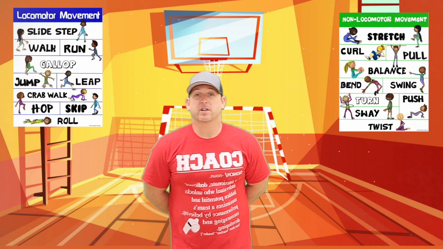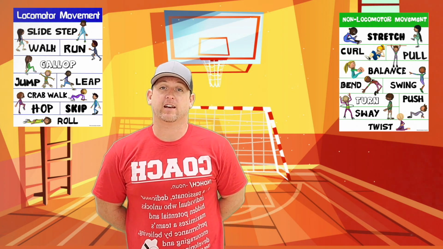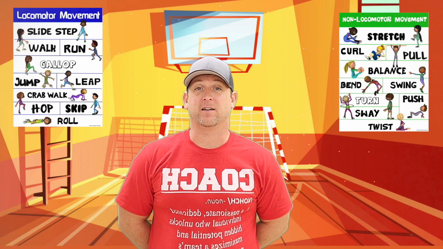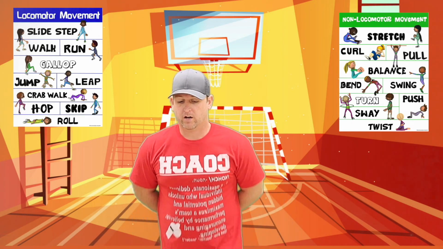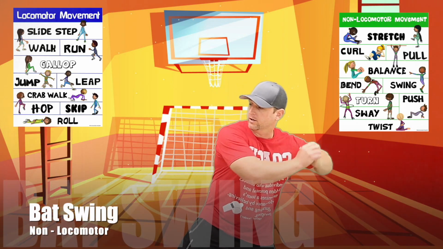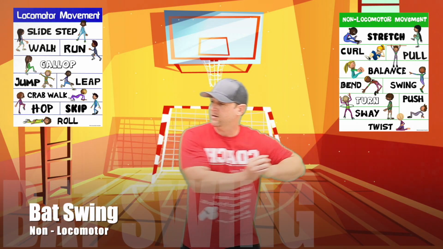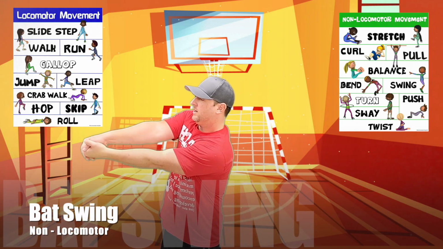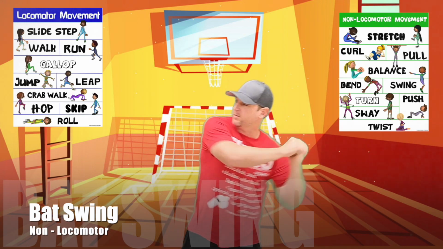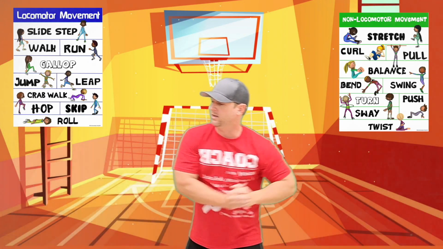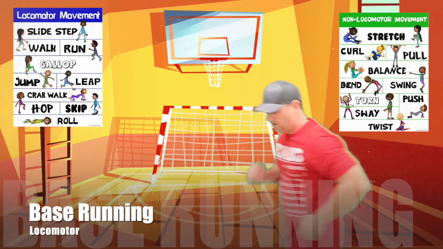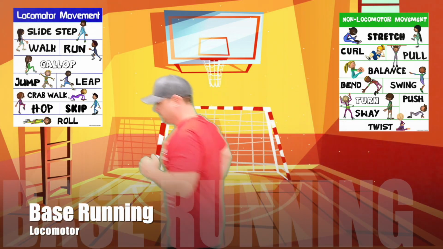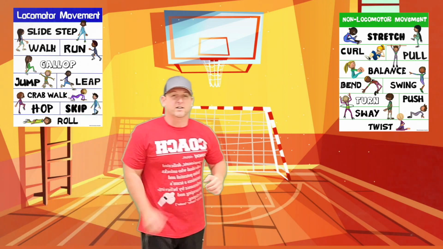Is it possible in sports to have locomotor and non-locomotor movements at the same time? Or maybe not at the same time, but the same sport? Well, you saw me swinging a baseball bat earlier, and I am moving my body, but since I'm not moving in a direction going from one space to another, that would be non-locomotor. But what happens if I hit the ball and I start running? Well, that would definitely be locomotor.